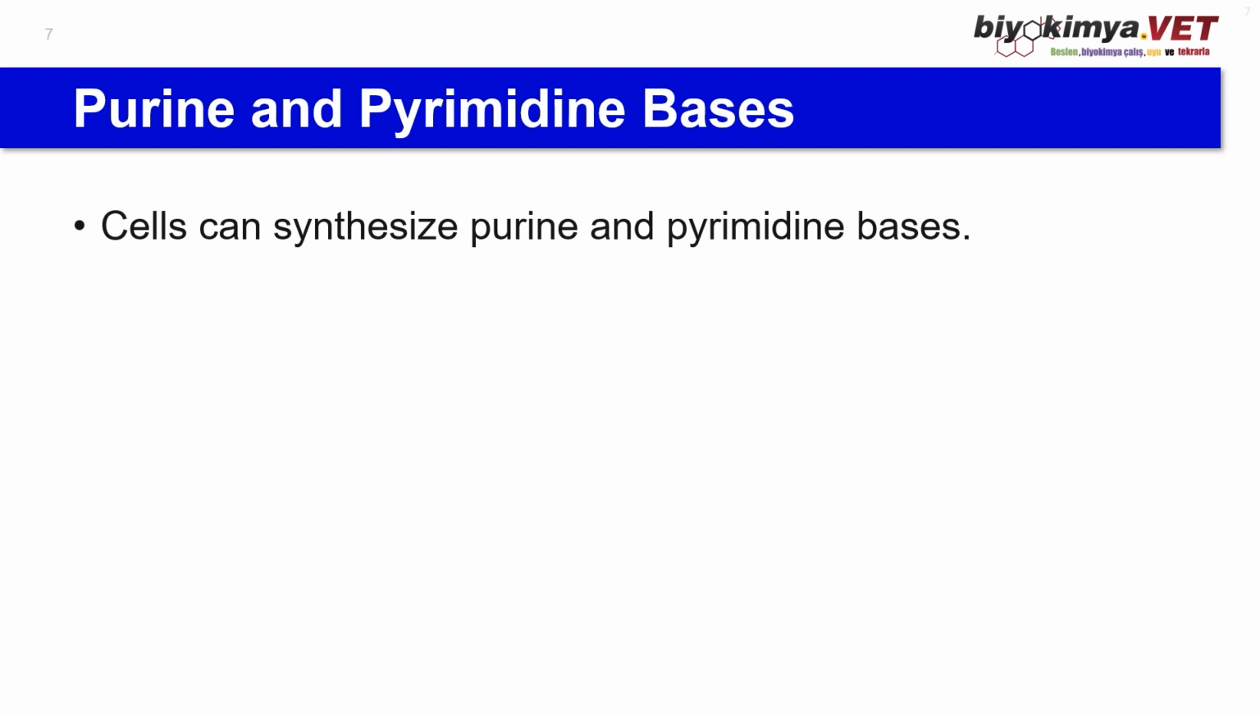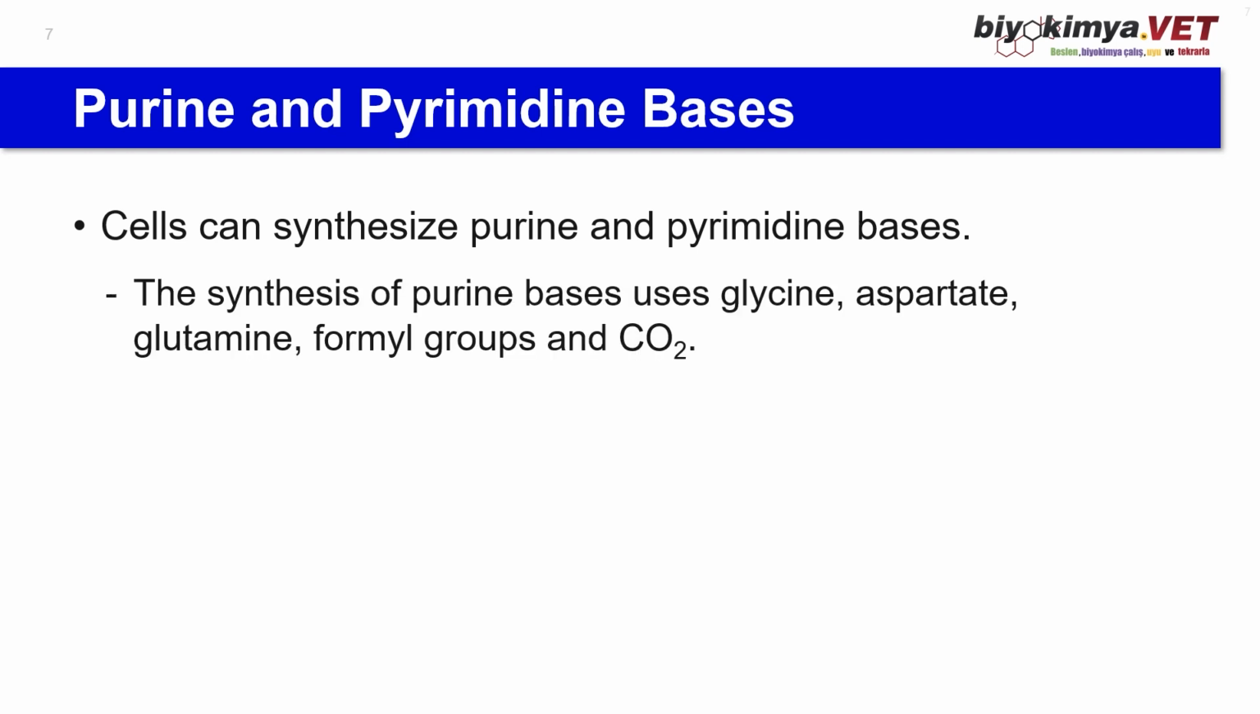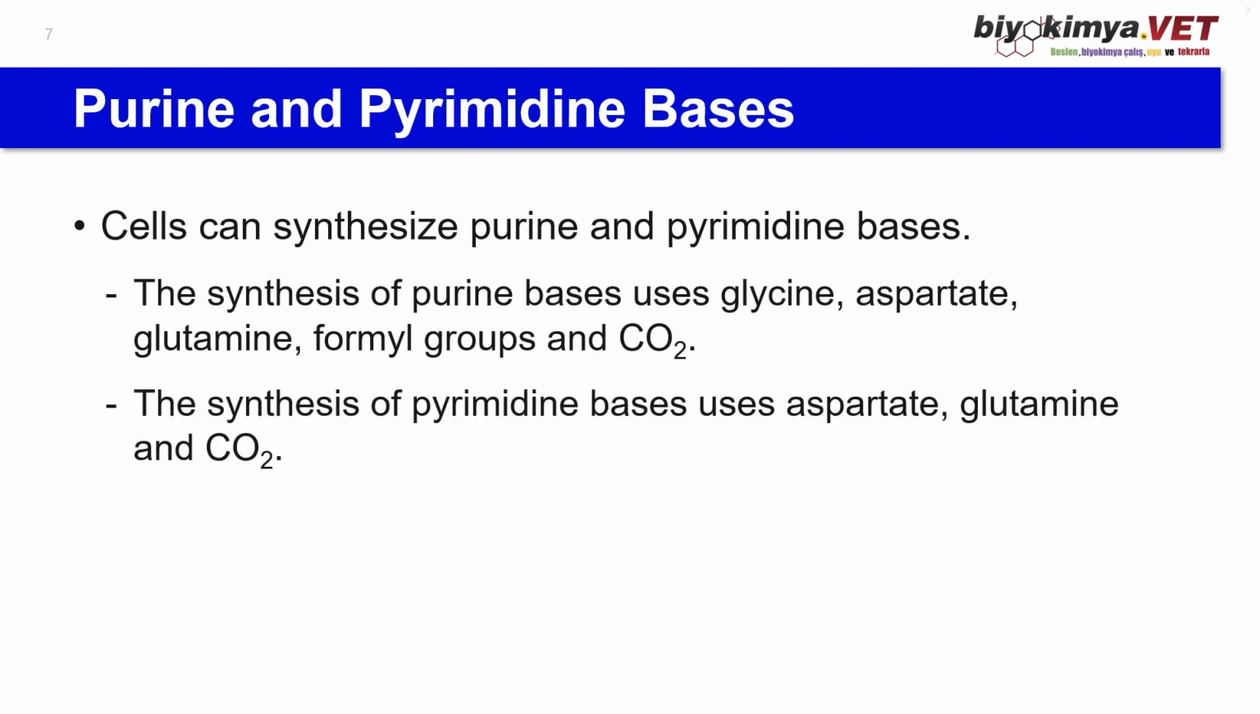What are the components used in the synthesis of purine and pyrimidine bases? For the synthesis of purine bases, they are glycine, aspartate, and glutamine. These are the amino acids, the nitrogen providers. Also, these are the providers of the backbone of the ring structures of these bases, along with formyl groups and carbon dioxide. For the synthesis of pyrimidine bases, aspartate, glutamine, and carbon dioxide are required.